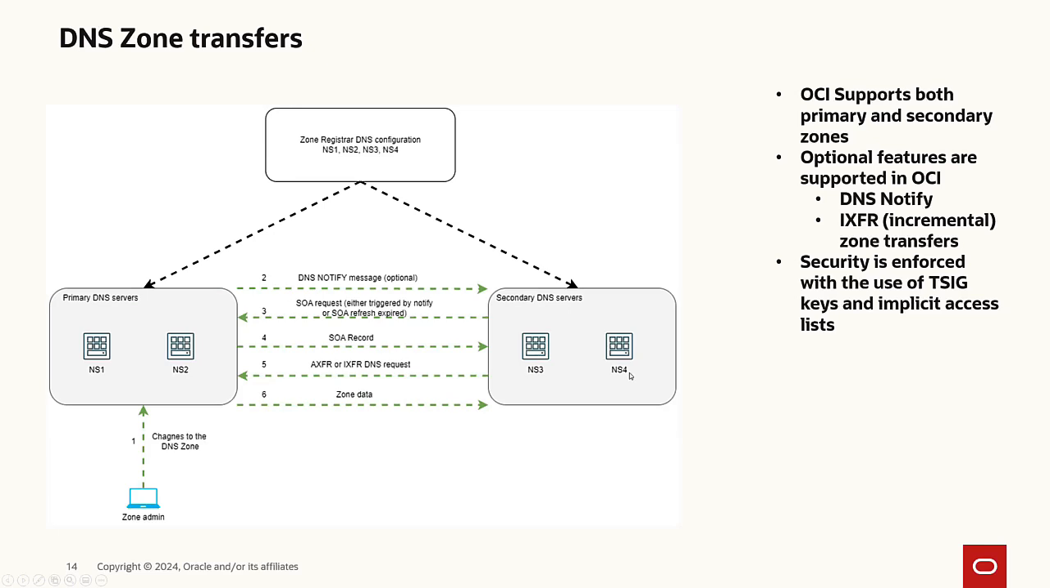Now, except transaction signature keys, in OCI, the Oracle Cloud, there's an implicit access list because you have to manually define either the upstream servers or the downstream servers, depending on which side of this diagram you're on. And that acts as an access list, right? So if you manually put that IP there, that's the only IP that's allowed to either request a zone transfer or send the zone data. So it's an access list. This is pretty much it with public DNS.